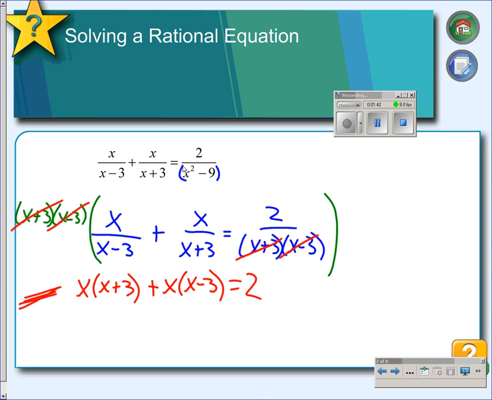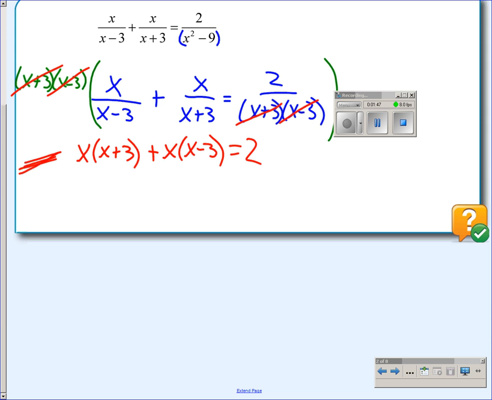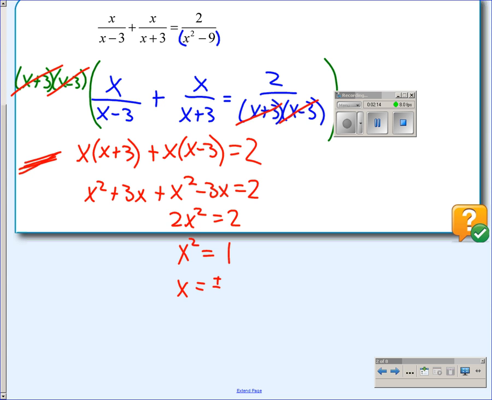So from here, you just solve this quadratic. So we're going to distribute the x, which gives us x squared plus 3x. Distribute the other x, which gives us x squared minus 3x equals 2. Combining like terms, we have x squared plus x squared is 2x squared. Positive 3x and negative 3x cancels, equals 0. And so we can divide by 2 and take the square root. We get plus or minus 1.